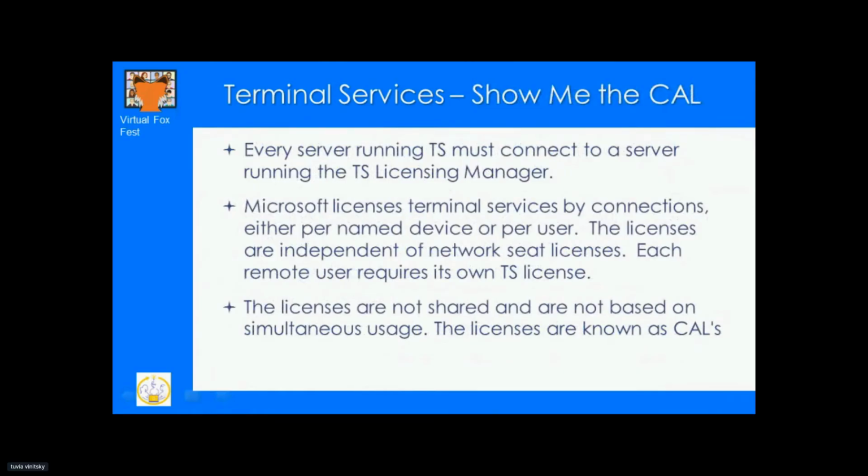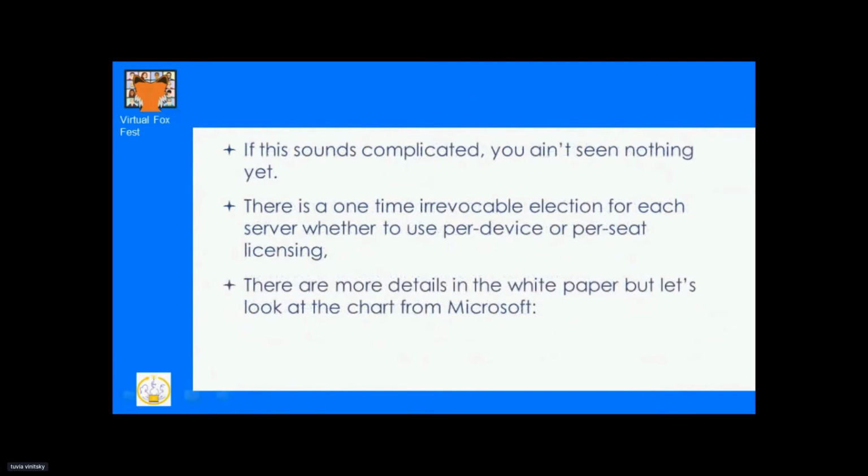Now, when you have a server that's running terminal services, in other words, a terminal server, let's say Windows 2019, Microsoft requires licensing, and every Windows server running terminal services must be connected to a TS licensing manager server somewhere. You can have one licensing server for a lot of different Windows servers, but you must have a licensing server somewhere. And each remote user requires their own license. The licenses are not shared, or they're not based on simultaneous usage. The licenses are known as CALs. And if you think that's complicated, you've seen nothing yet.